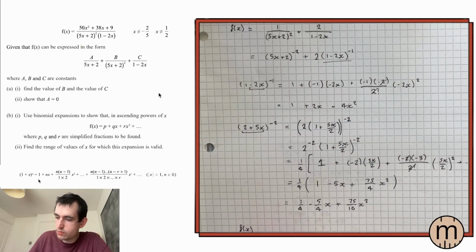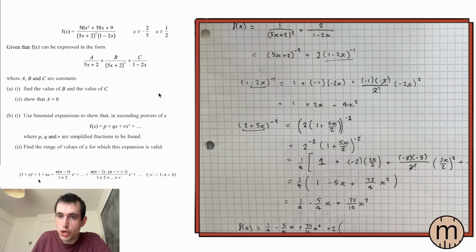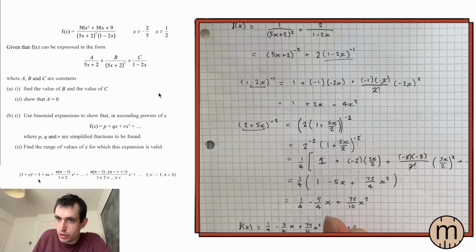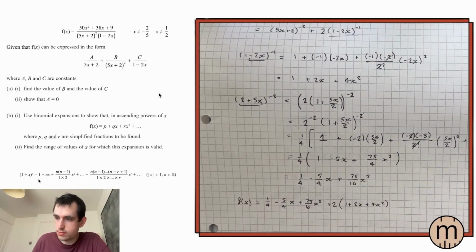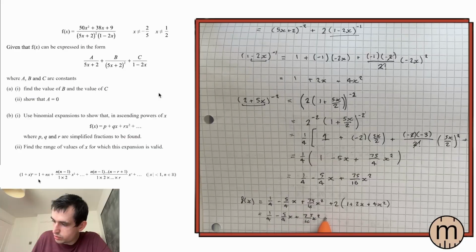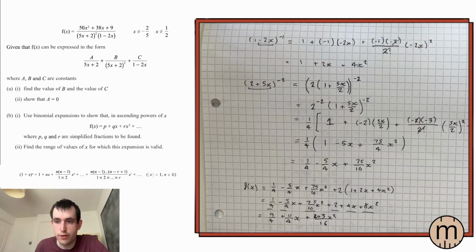So f of x will be equal to, take the expansion of 5x plus 2, which is this one. So 1/4 minus 5 over 4x plus 75 over 16x squared. And then I'm going to plus 2 lots of the second expansion, this expansion here, which is 1 plus 2x plus 4x squared. And once I expand that out, to get 1/4 minus 5 over 4x plus 75 over 16x squared plus 2 plus 4x plus 8x squared. And then once I simplify that, we get 9 over 4 plus 11 over 4x plus 203x squared divided by 16.